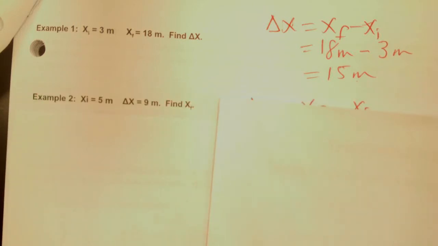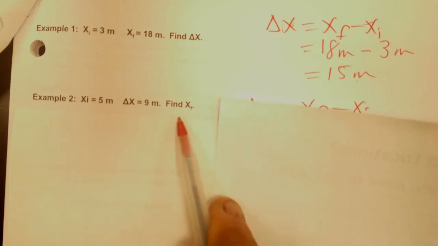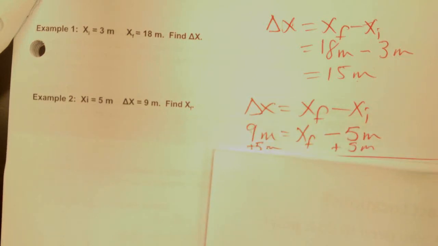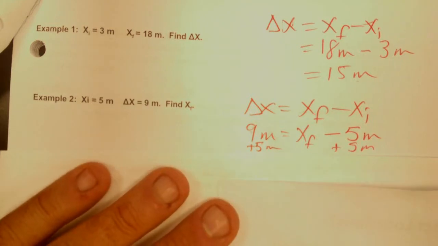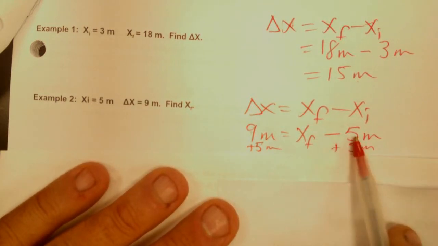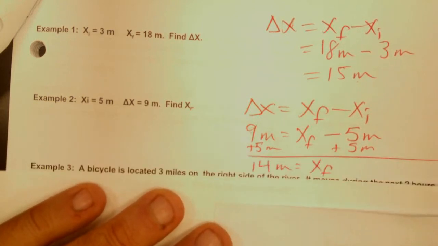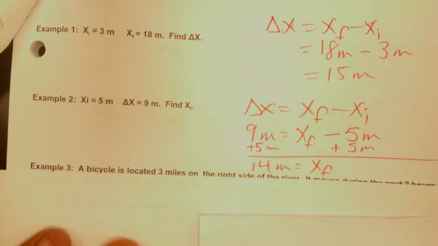Okay, next one. We're given x sub i. We're given the displacement delta x. We want to find the final location, x sub f. So we start off with our equation, and we put in the numbers as we know them. And we want to solve for x sub f. We want to get it by itself, so we want to get rid of a minus 5 m. So we're going to add 5 m to both sides, and we get 14 m. 14 meters is our final location.